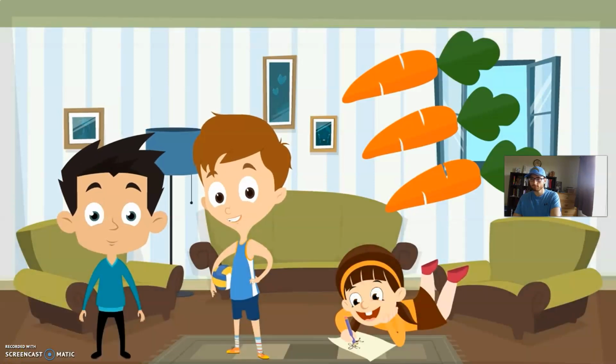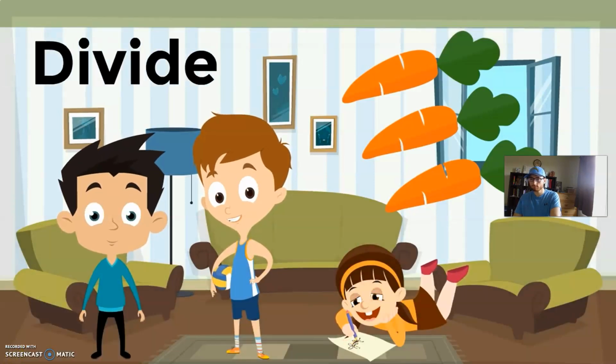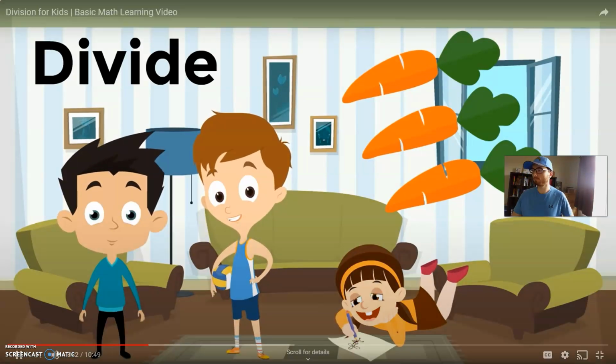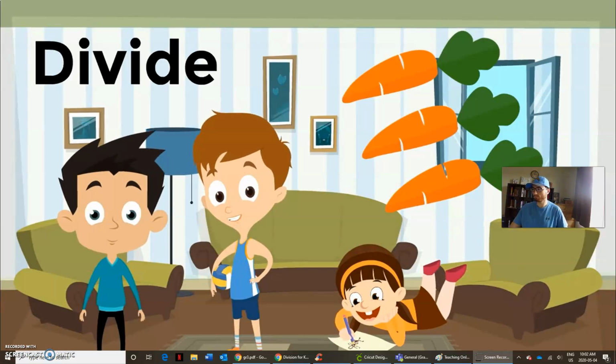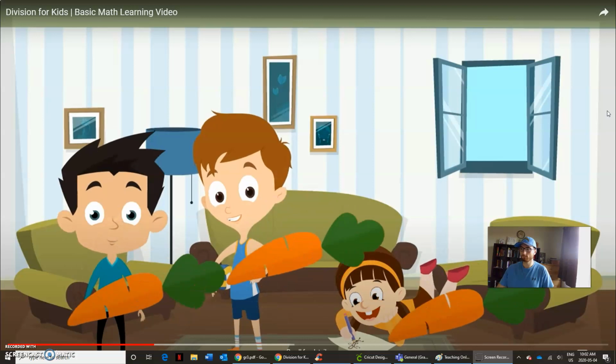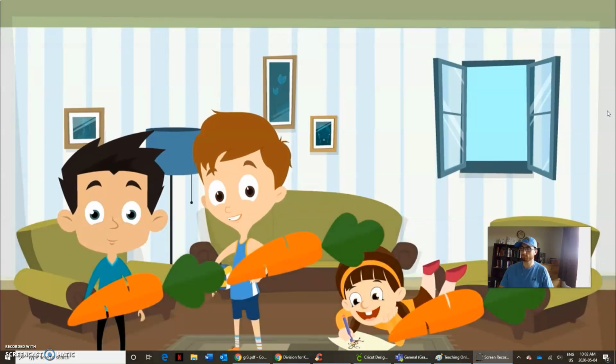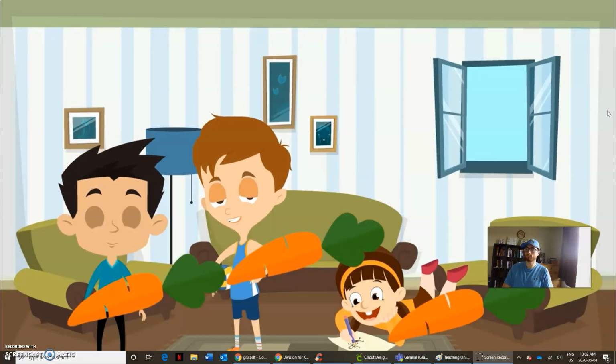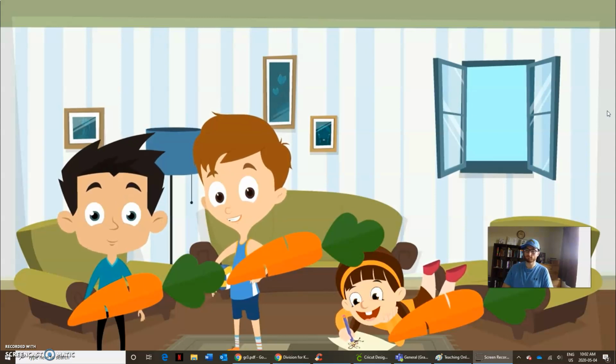We are going to have to divide the 3 carrots amongst the 3 kids. So let's figure this out. How many carrots does each kid get? Do you know? Each kid gets 1 carrot. Pretty simple, right? 3 carrots, 3 kids. Each kid gets 1 carrot.